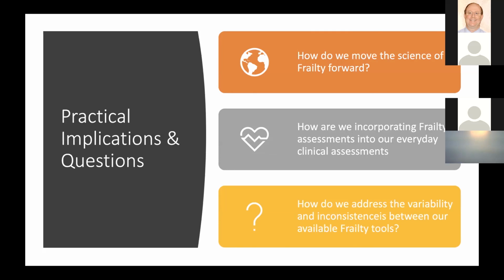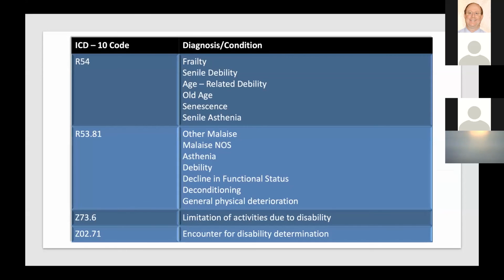I was looking at how we make the diagnosis, and if we've come any further. I noticed when I looked this up for the ICD-10 codes, I think this is a problem, because we haven't defined it well for ourselves. Frailty, debility, senile debility, age-related debility, old age, senescence, senile asthenia are all the same code. So we haven't really defined this well in the way we talk about diagnostic codes.